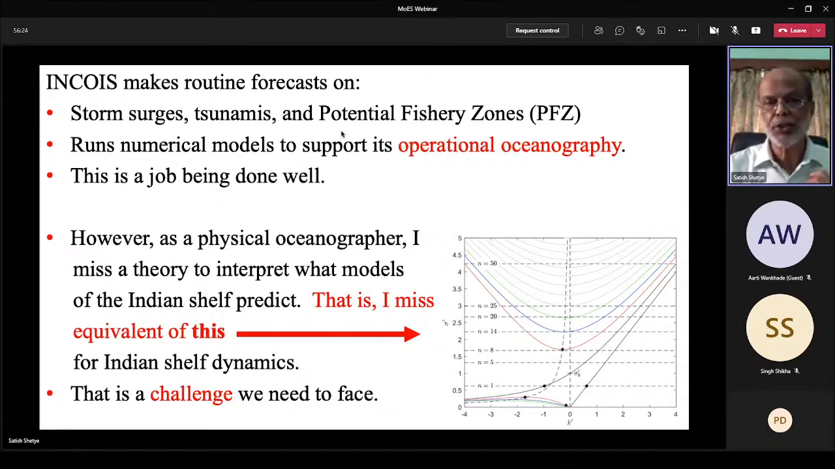However, as a physical oceanographer, I miss a theory that allows us to interpret what the models of the Indian shelf predict. In other words, what I miss is an equivalent of a diagram like this, which would tell me the major carriers of information. Which direction do they go? Do they remain undamped as represented in this diagram, or do they undergo damping? What are the important directions that one could expect? I think developing this information, both through data analysis as well as through theoretical analysis, is a challenge.